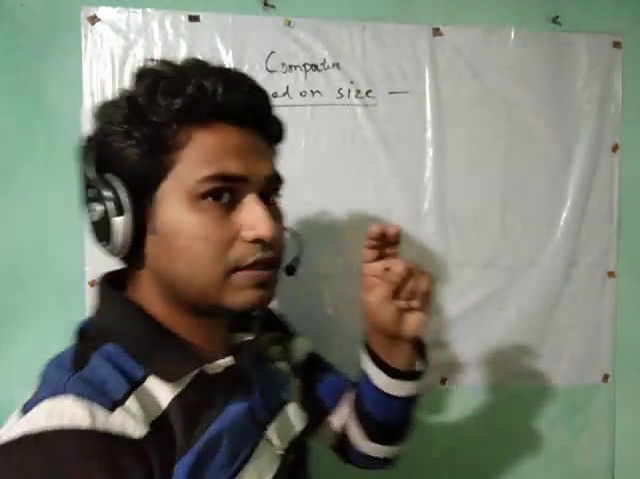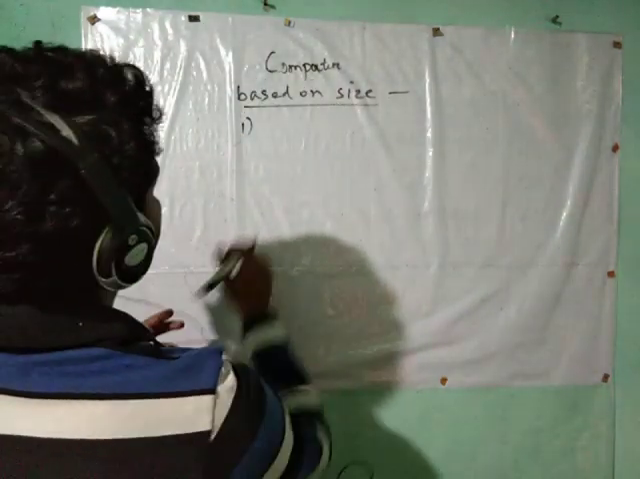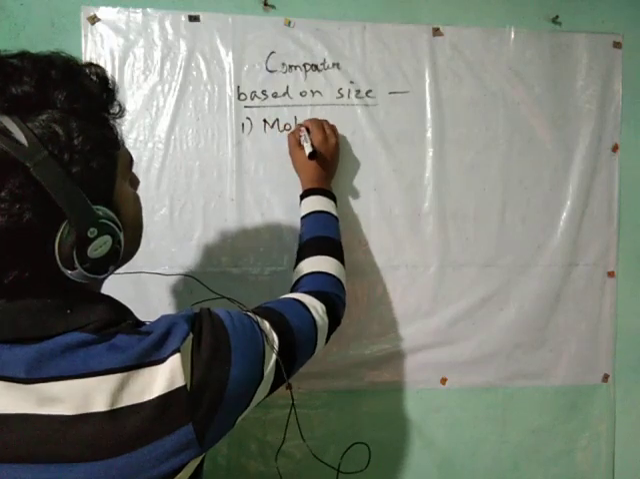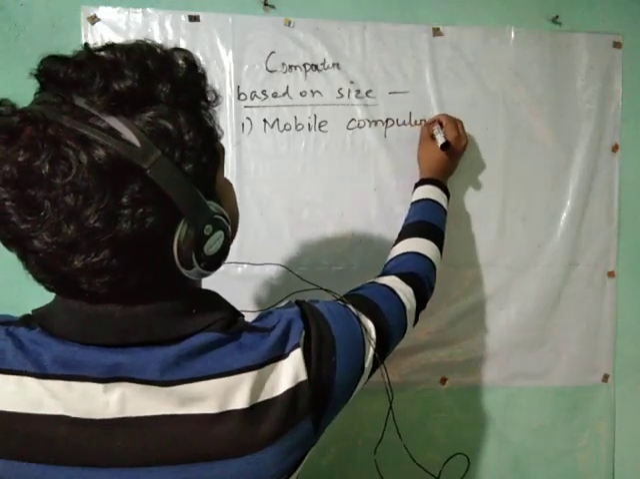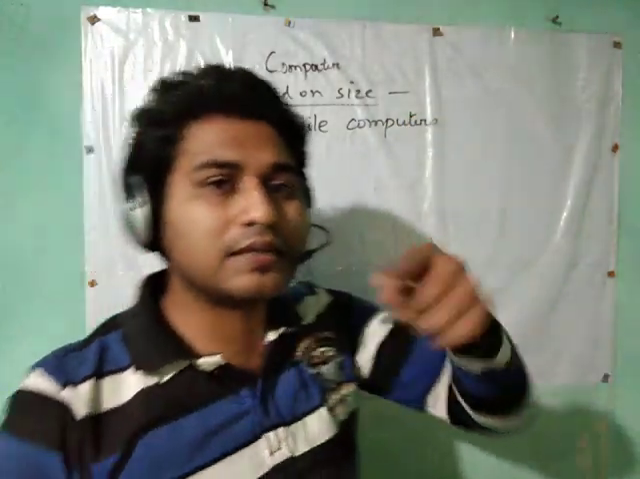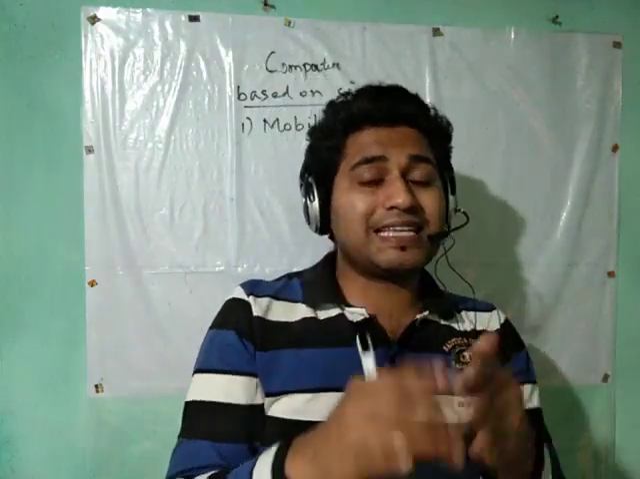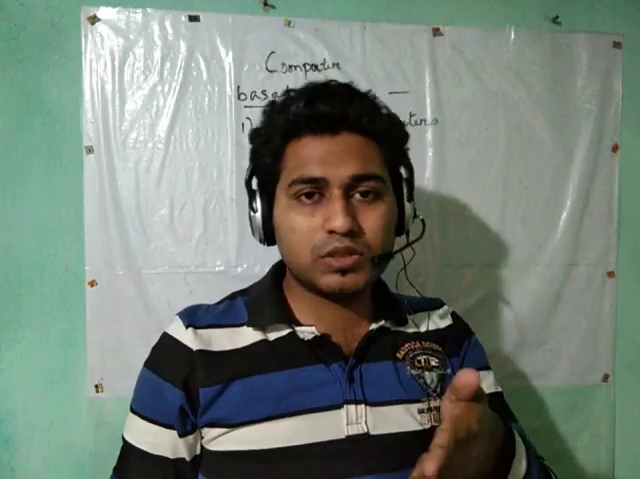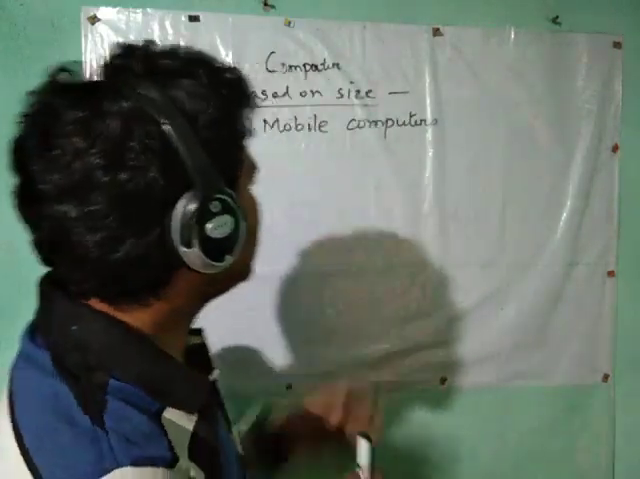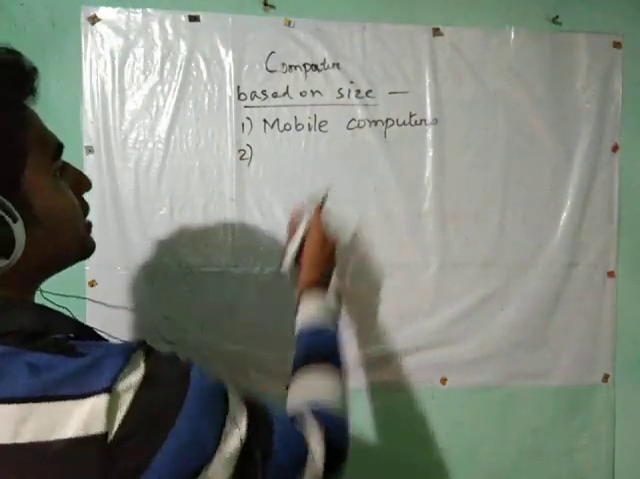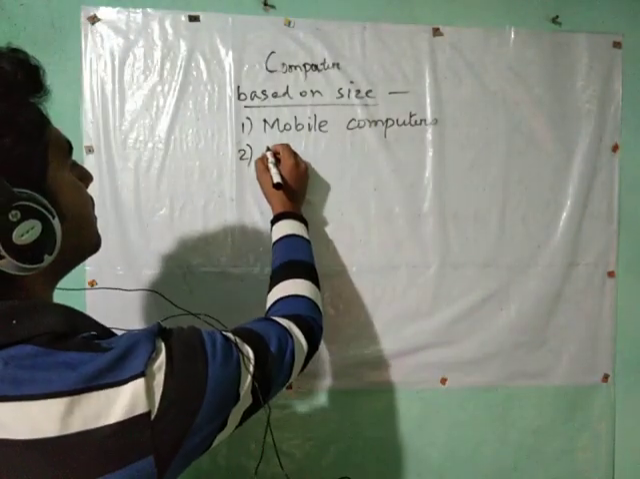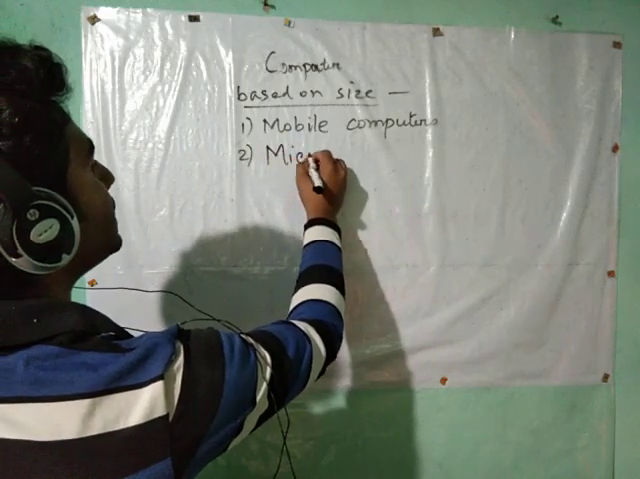Number one, there are 5 different classes. Number one, mobile computer. What is it? Mobile computers doesn't mean that a mobile is a computer. No, there are several examples of mobile computers. I am coming to this point later. Okay, now I would just like to specify the different types. Now, mobile computer. Then which computer comes? Microcomputer.